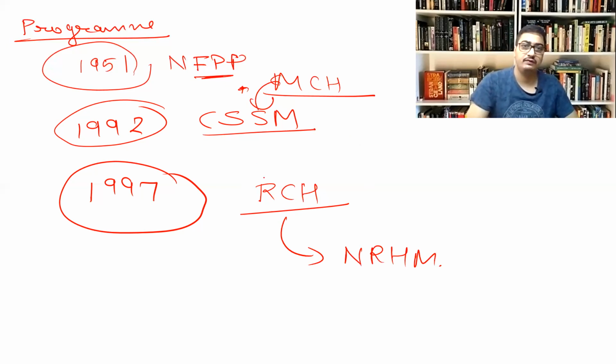So what was the difference between child survival and safe motherhood and the RCH? It is that reproductive health was added. So what is reproductive health? Sexually transmitted infection treatment. These things were added.